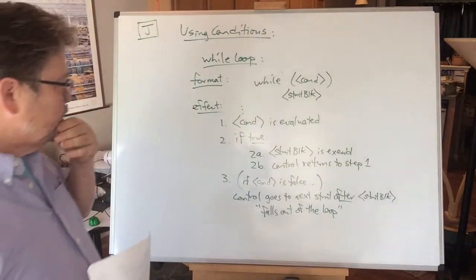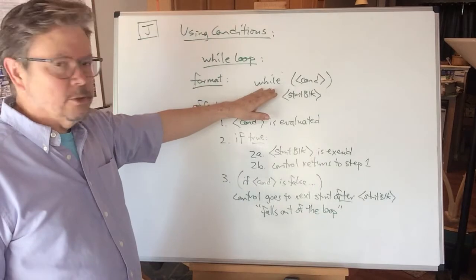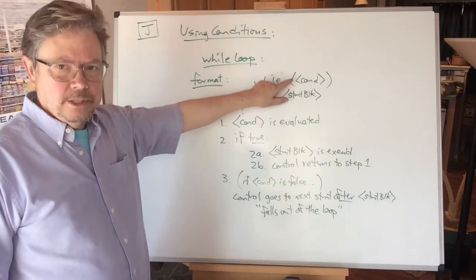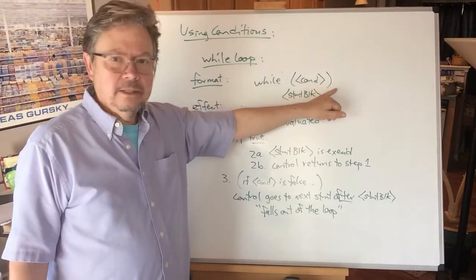Now, let me read this back just to get my mind around all this. We're looking at a while loop. It's got to have the reserved word while. It's got to have the parentheses, not optional. And notice there is no semicolon at the end of this.